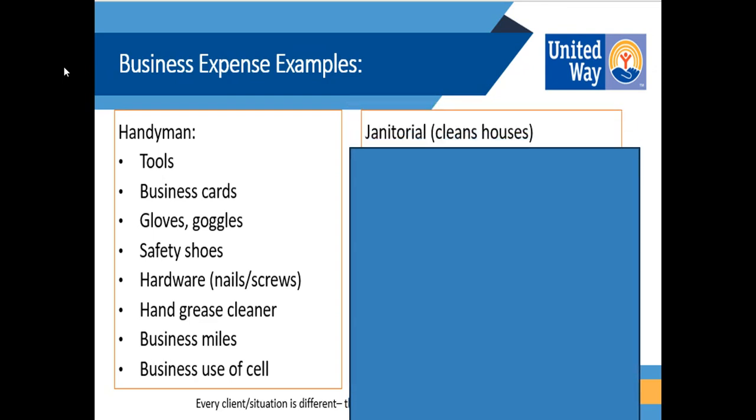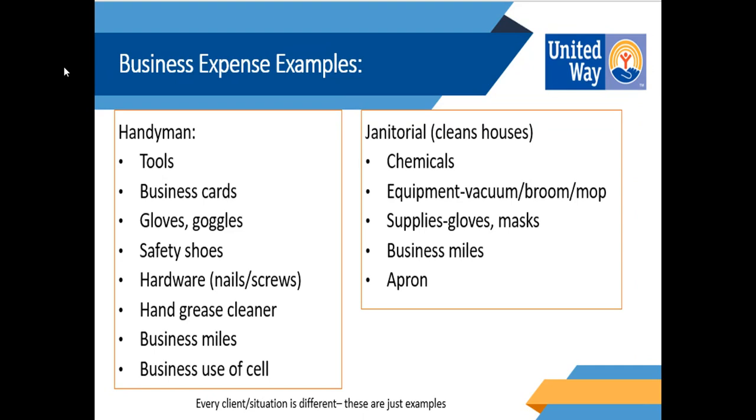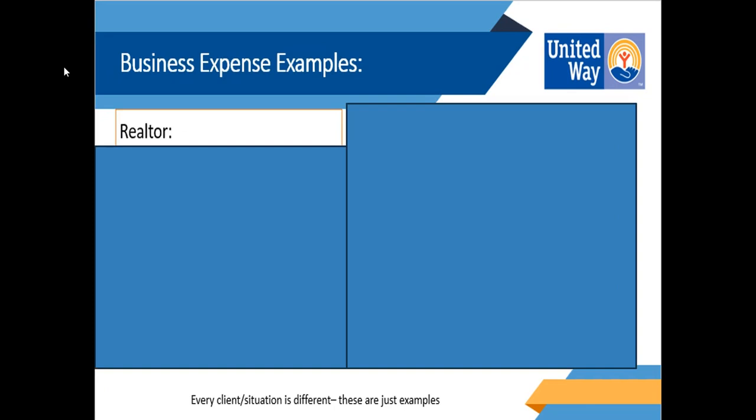Somebody who cleans houses or offices, somebody in the janitorial line of work. What are some expenses you might think are ordinary and necessary for that? Chemical supplies, equipment, and of course, business miles, aprons, those kinds of things. And they could have other stuff. And of course, business use of their phone for some of them. A realtor. We have lots of realtors.